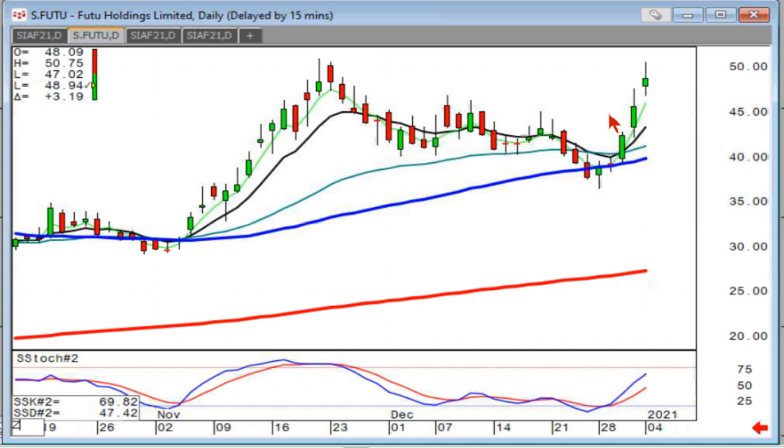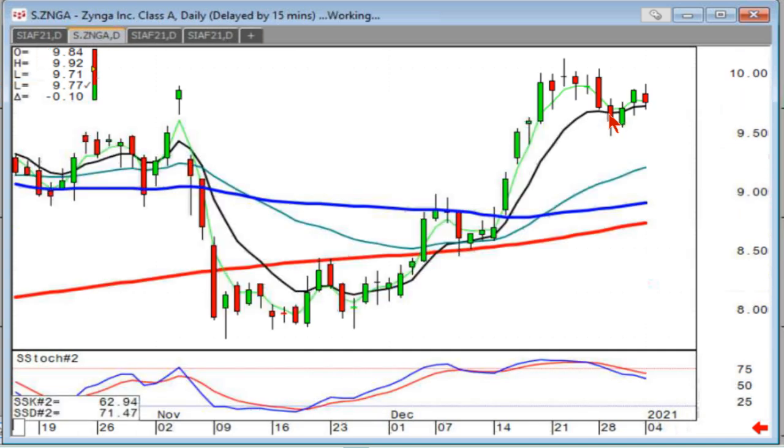And Zynga, it's going to tell you what to do. If you're long, it has to open positive and trade positive. If it opens lower, close out the position. You're still in that downward drift.